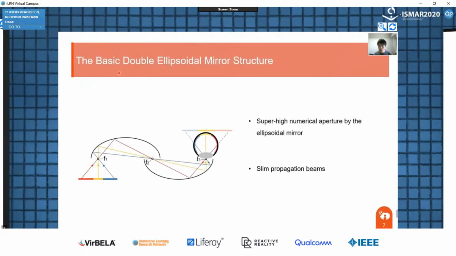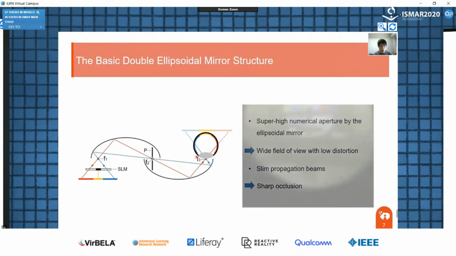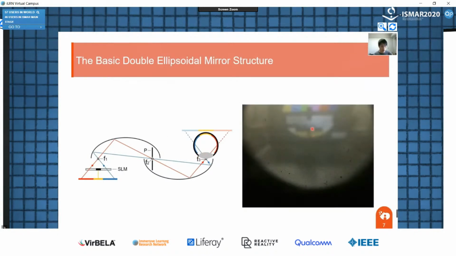Our approach is based on a double ellipsoidal mirror structure. This structure uses the ellipsoidal mirror to provide a super high numerical aperture, which ensures a wide field of view with low distortion. And we further put a pinhole mask at the shared focus so that we can achieve slim propagation beams, and with the SLM in front of the entrance pupil, we can render sharp occlusion. Unfortunately, this basic structure only provides dark and blurry display images, so we have to do some improvement with this basic structure.